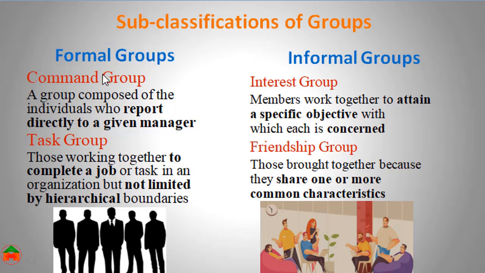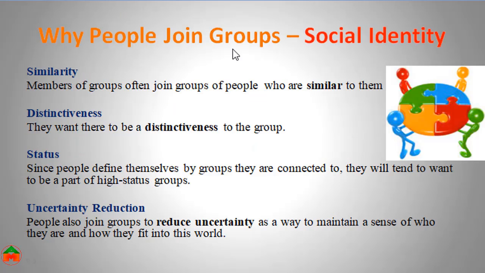They are typically formed around a common interest, such as an interest group, or around common characteristics such as a friendship group. So under the formal group, the common group is composed of the individuals who report directly to a given manager, and the task group comes together to complete a specific job in the organization but is not limited by hierarchical boundaries. And among the informal groups, the members of the interest group come together to obtain a specific objective with which each is concerned. Friendship group is another informal group where the members are brought together because they share one or more common characteristics.